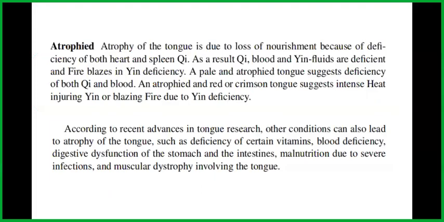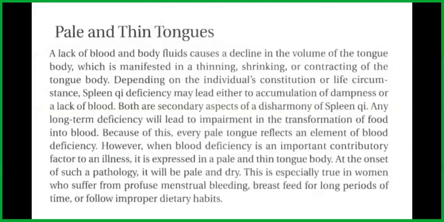According to recent advances in tongue research, other conditions can also lead to atrophy of the tongue, such as deficiency of certain vitamins, blood deficiency, digestive dysfunction of the stomach and the intestines, malnutrition due to severe infections, and muscular dystrophy involving the tongue. A lack of blood and body fluids causes a decline in the volume of the tongue body, which is manifested in a thinning, shrinking, or contracting of the tongue body.